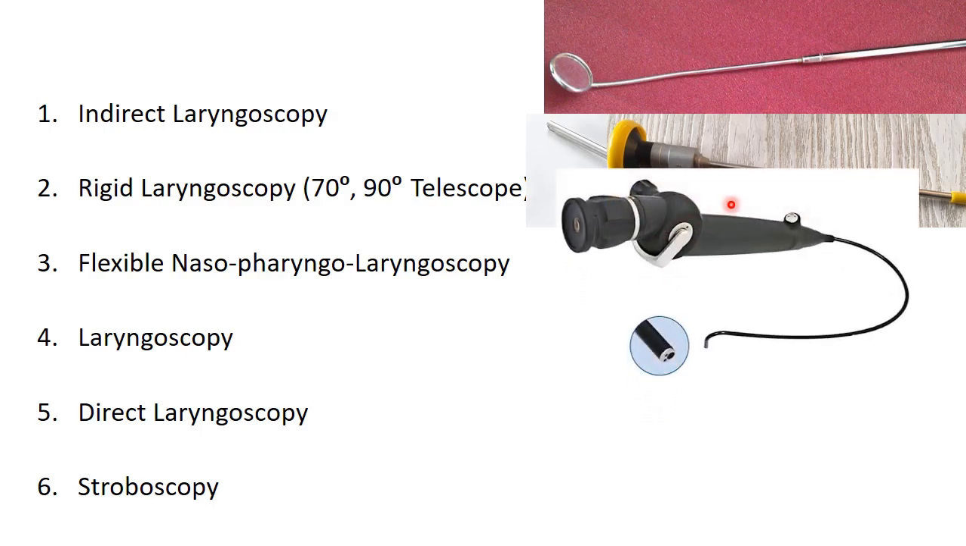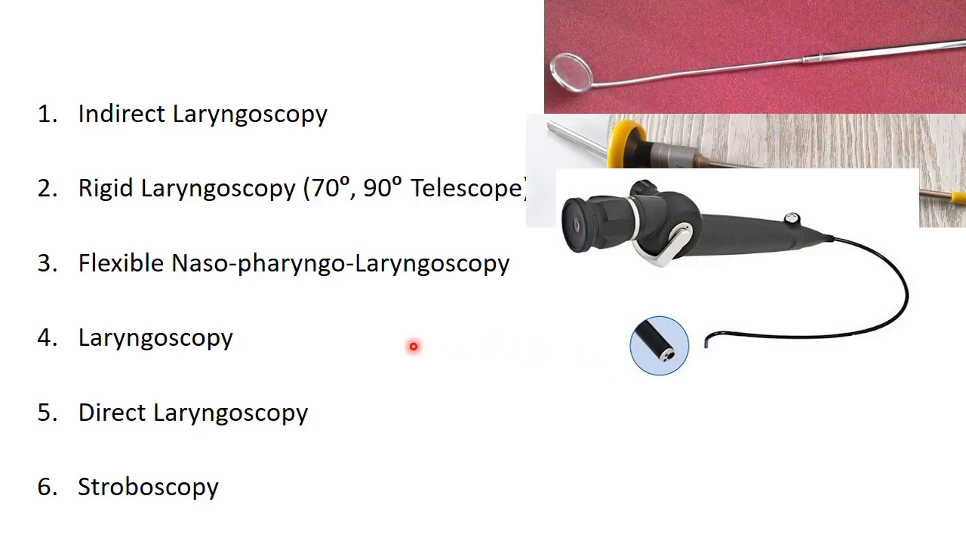So this is a flexible nasopharyngeal laryngoscope. Again, a light source is attached and we can directly visualize via the lens at the distal end, which is passed up till the larynx and in some cases beyond the vocal cords into the trachea.